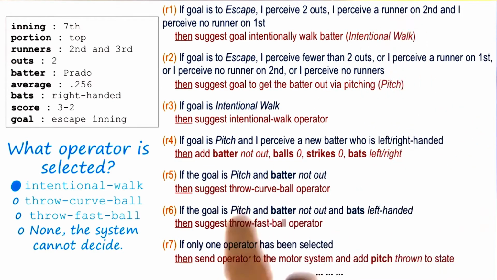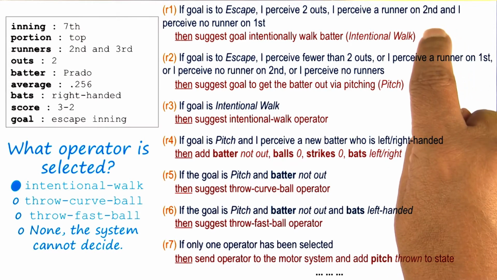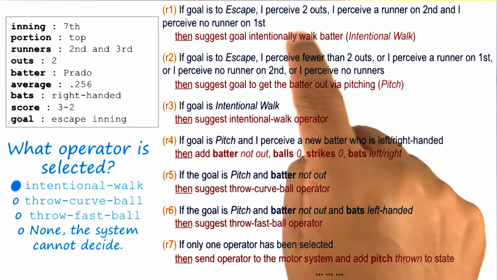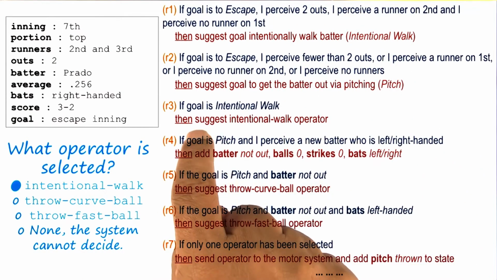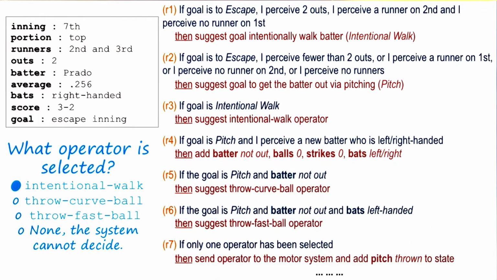Depending upon what rule got fired, that resulted in perhaps firing of additional rules. So as David said, if the rule number 1 got activated because the goal became intentionally walk the batter, that then led to the activation of rule number 3, which was to select the intentional walk operator.